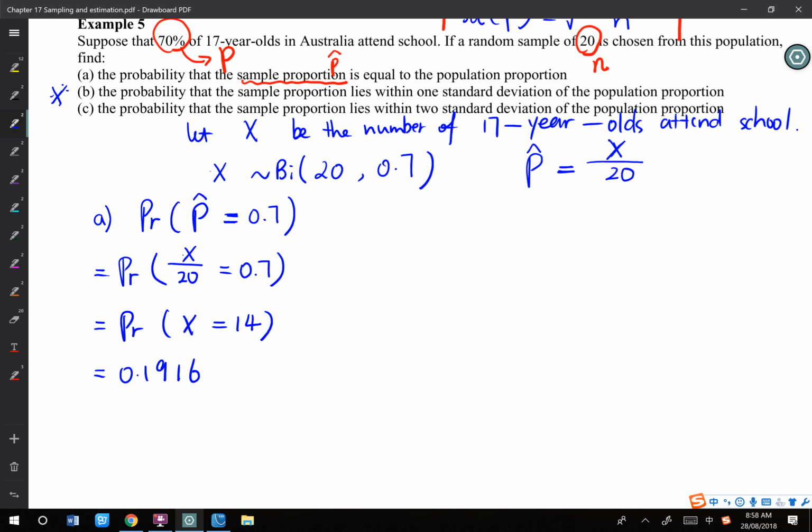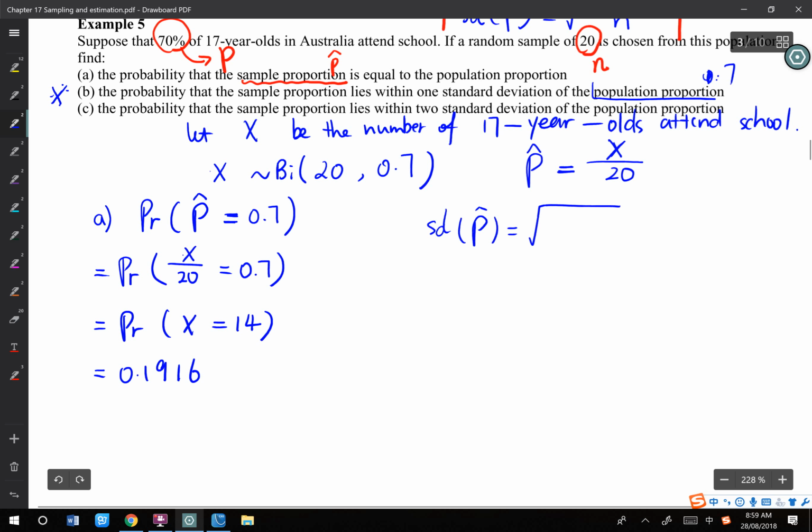First of all, you know the population proportion, which is 0.7, and that's also the expected p hat. What's the standard deviation of p hat? Square root of 0.7 times 1 minus 0.7 over n. N is 20. It's the square root of that.